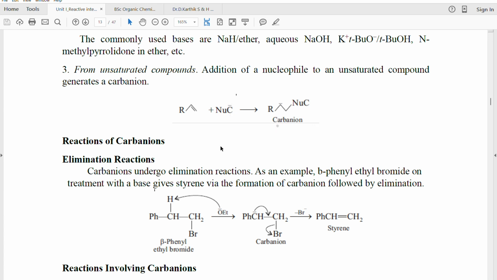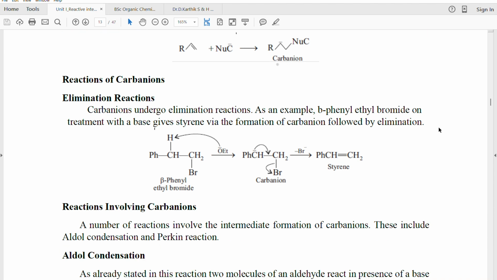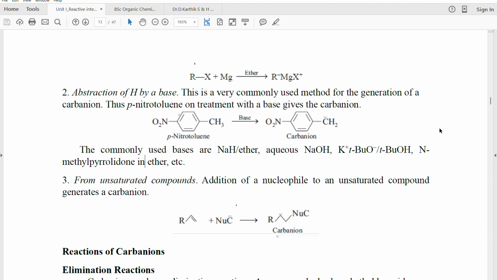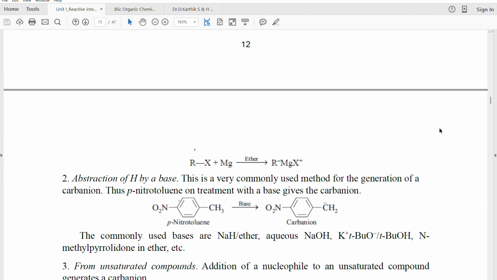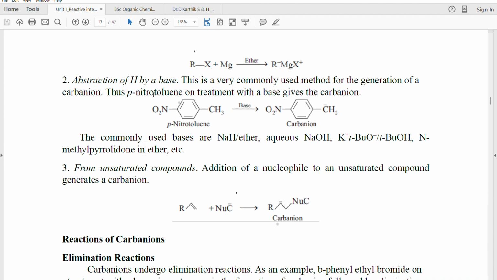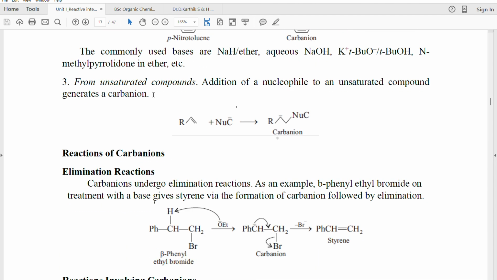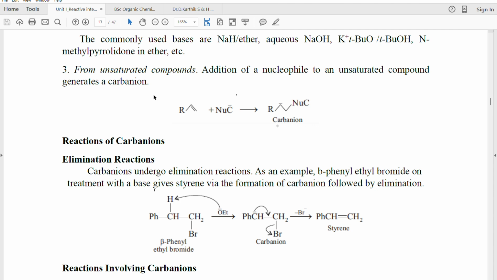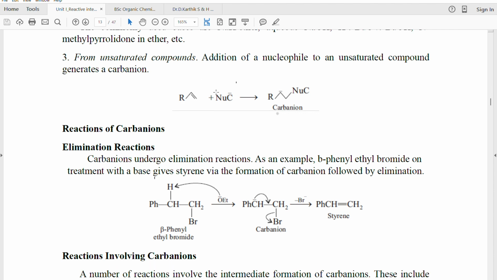I will just share the whiteboard again, okay. So this minus charge will attack here, and the double bond's lone pair of electrons will go on this carbon, so it will produce the carbanion. Fine. So these are the three simple methods we produce the carbanion. One is from alkyl halide, another is from any compound treated with a base, and another one is the treatment of a nucleophile with unsaturated compounds.